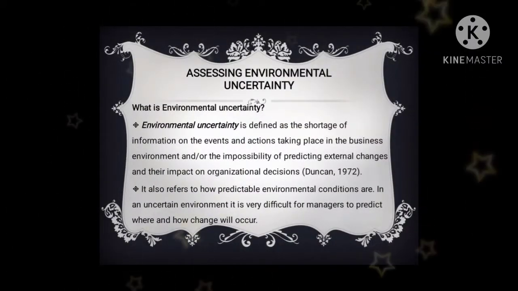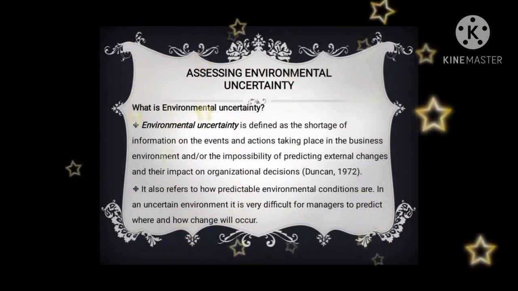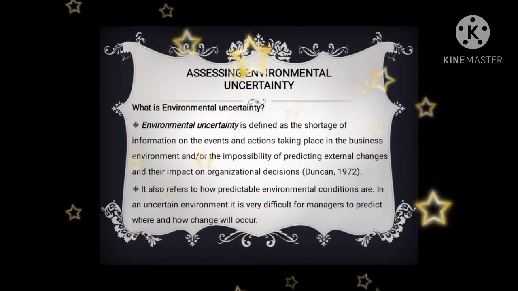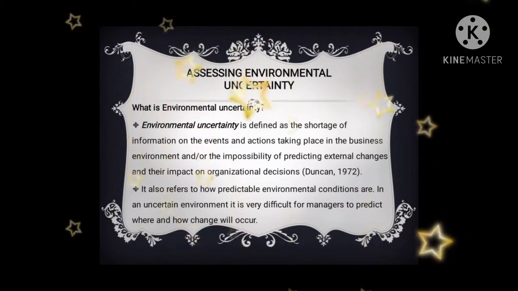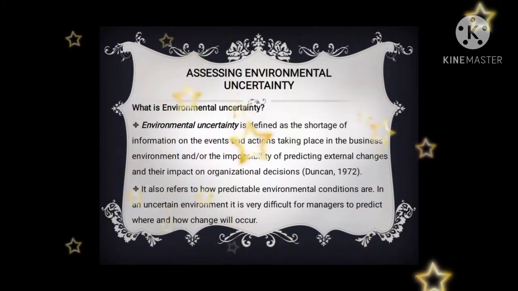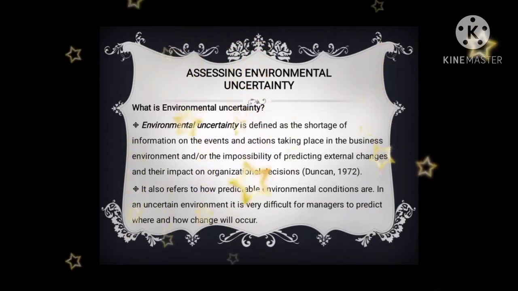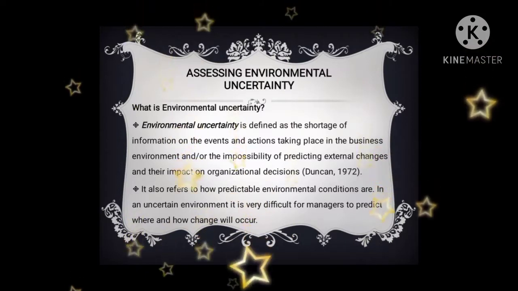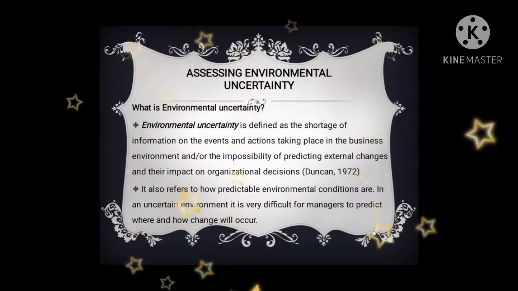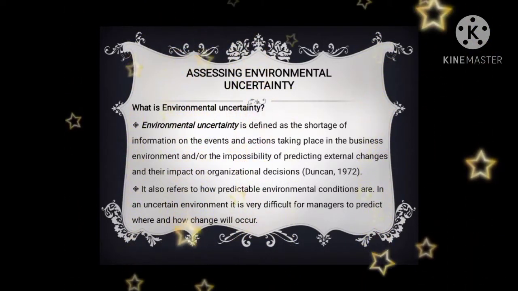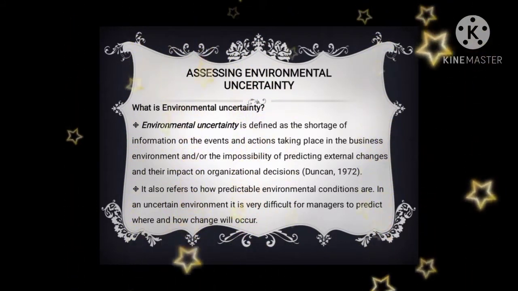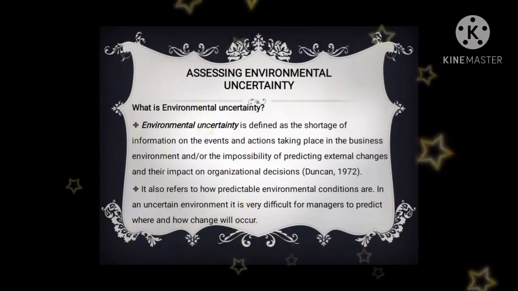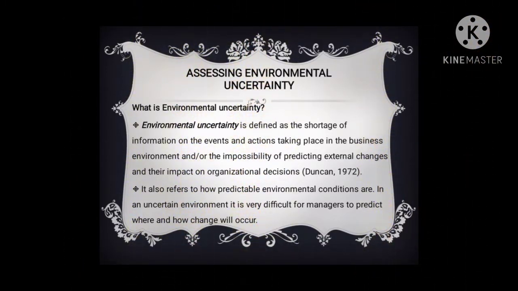Assessing environmental uncertainty. So, what is environmental uncertainty? Environmental uncertainty is defined as the shortage of information on the events and actions taking place in the business environment and/or the impossibility of predicting external changes and their impact on organizational decisions. It also refers to how predictable environmental conditions are. In an uncertain environment, it is very difficult for managers to predict where and how change will occur.